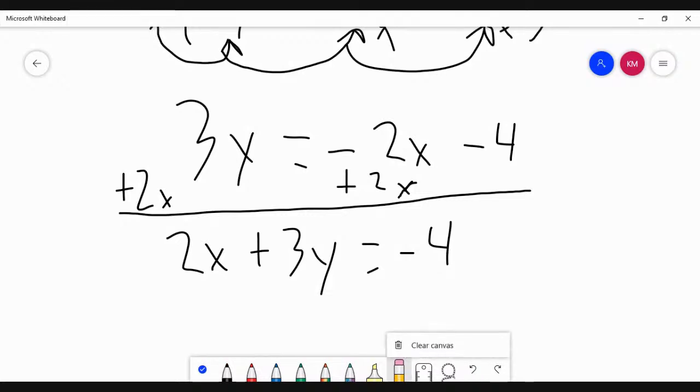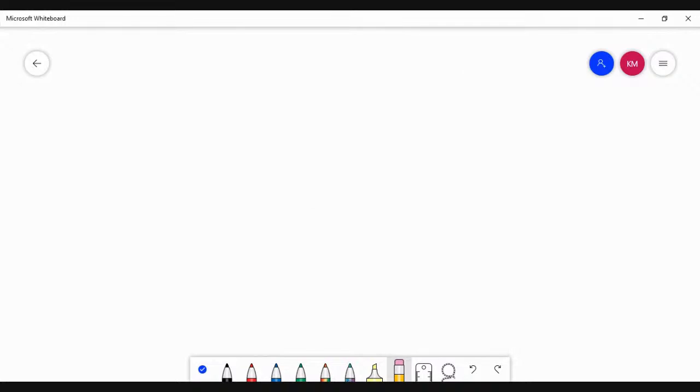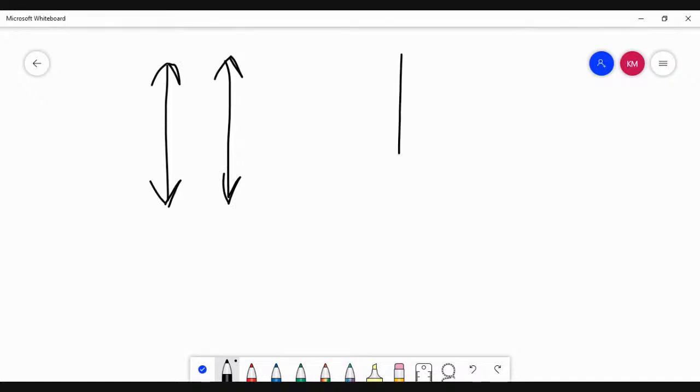All right, we will move on to parallel and perpendicular lines. So how do we write equations for parallel and perpendicular lines?